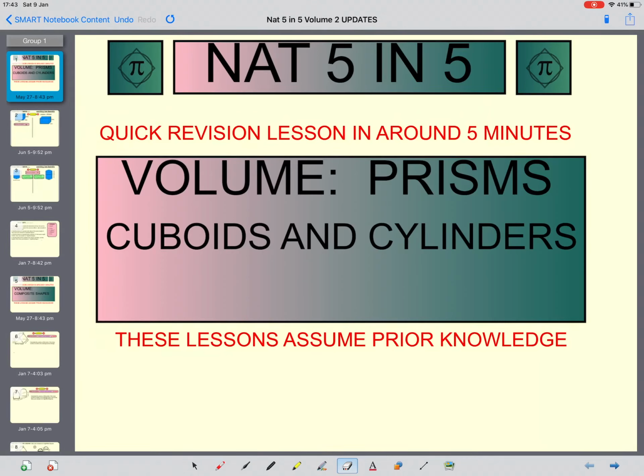Hi guys, welcome to Nat 5, and hopefully this will take around 5 minutes. We're going to look at volume today, we're going to look at prisms, and we're going to look at special types of prisms, in particular cuboids and cylinders. So let's get started.